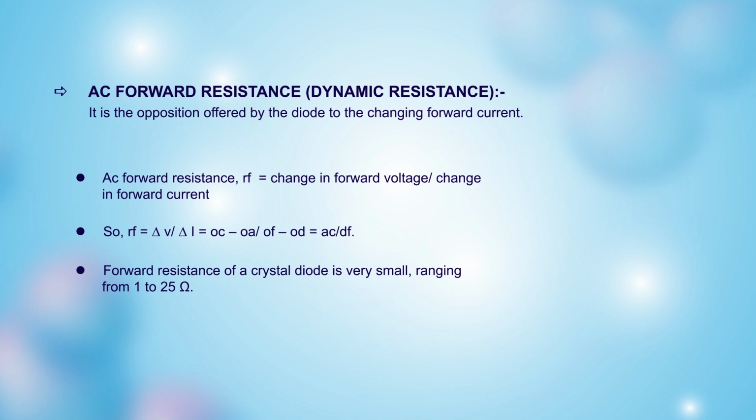So, from this we can obtain that the change in voltage is AC divided by DF. So, the forward resistance of a crystal diode is very small, ranging from 1 to 25 ohms. So, in this way we can obtain the forward resistance in the diode.